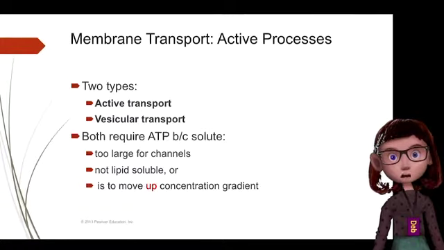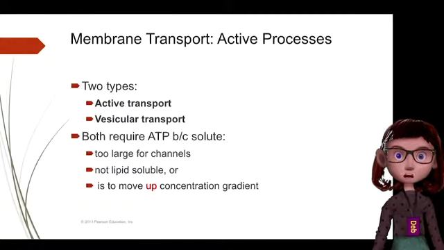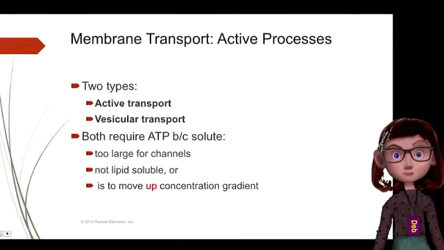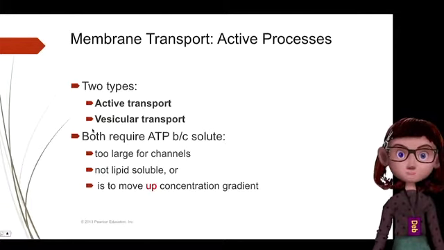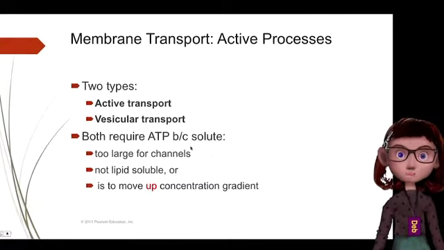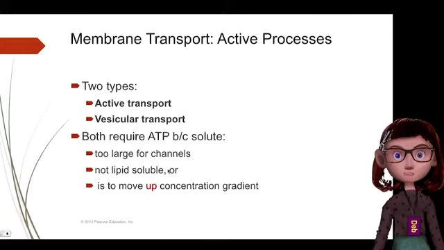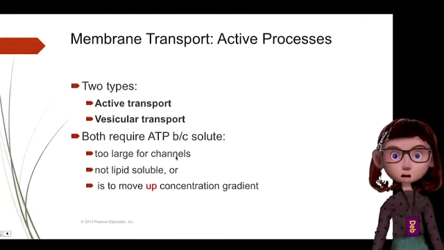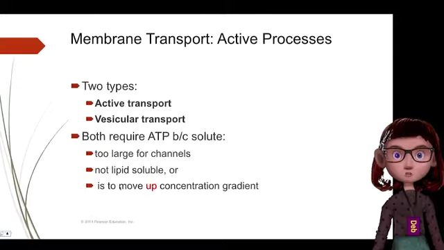First of all, there are active processes. There's two major types of active processes. There's active transport, and then there is a design called vesicular transport that involves vesicles. Both of these will require ATP because the solute is either too large for the channels, or it's not lipid soluble, or it needs to move up its concentration gradient.